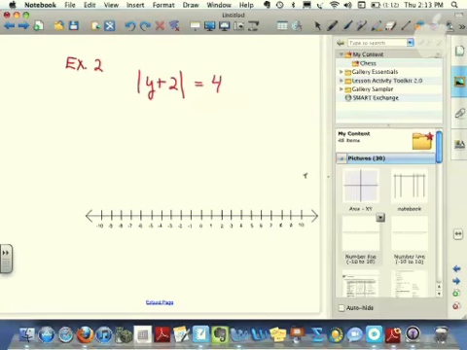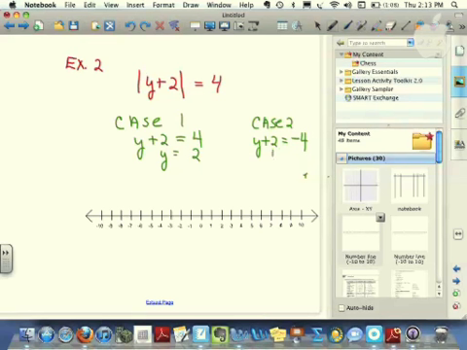Let's take a look at this example. It's absolute value, so there are going to be two cases. In case 1, the value that's inside the absolute value sign could equal 4. In the second case, the value that's inside the absolute value sign could equal -4. We have two equations to solve. Subtract 2 from both sides, and we get two different answers. y is 2, or y is -6.